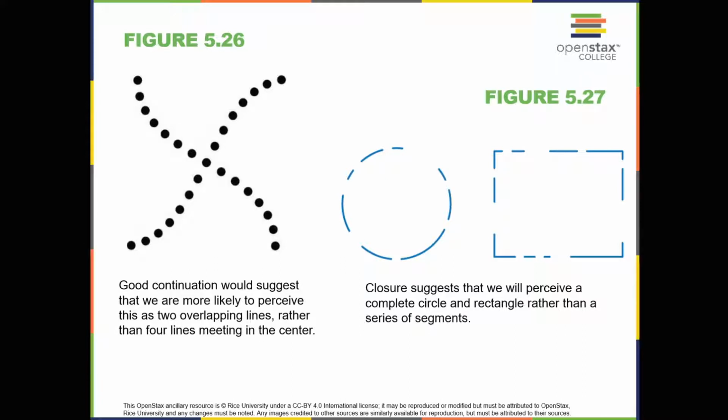Two additional Gestalt principles are the law of continuity, or good continuation, and closure. The law of continuity suggests that we are more likely to perceive continuous, smooth flowing lines rather than jagged, broken lines, like in Figure 5.26. The principle of closure states that we organize our perceptions into complete objects rather than as a series of parts.